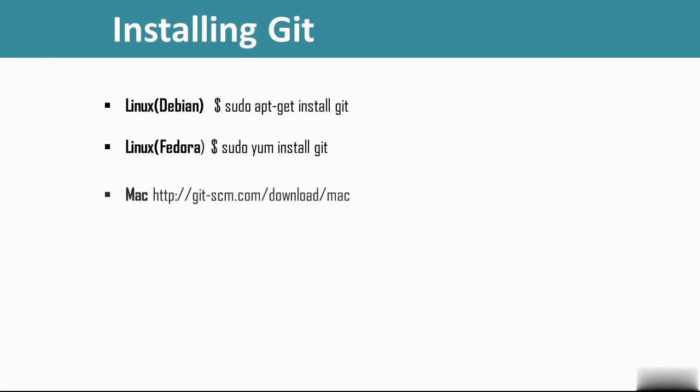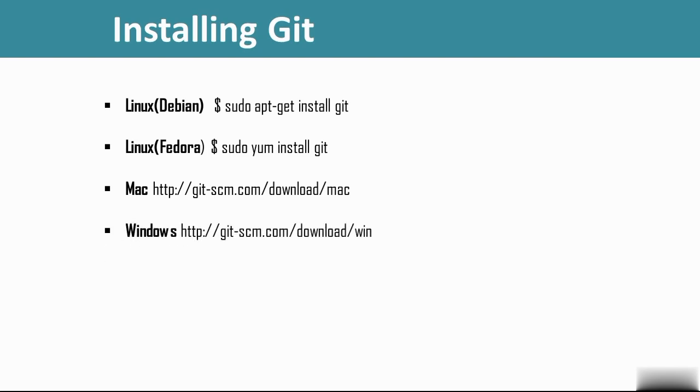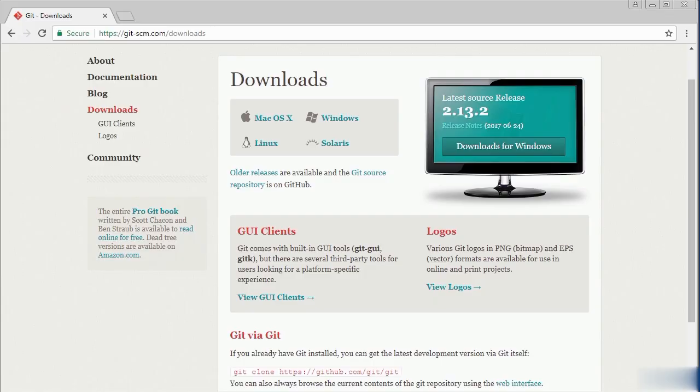If you are installing Git on a Mac, you need to go to the address here, that's the website, and you pick out the Mac option. If you're doing it on a Windows, you go to the same location, and then you download the Windows version. SCM stands for Source Code Manager. So I'm going to head over to the website now and download Git.